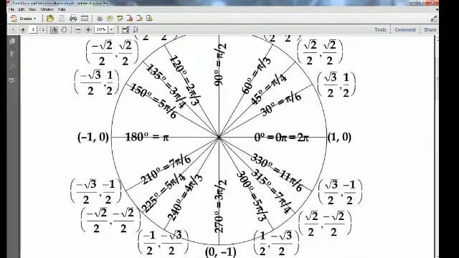You can memorize them if you want. I haven't memorized them just because I've worked with it so long, but take 180 times pi over 180, there's pi radians. That's this right here. So radians, whatever you're called, radians. Are they the same as degrees?